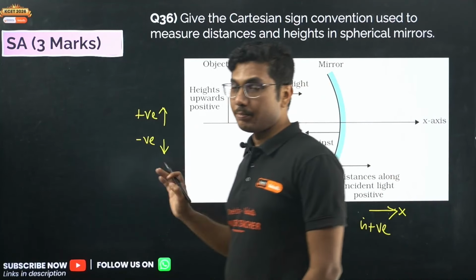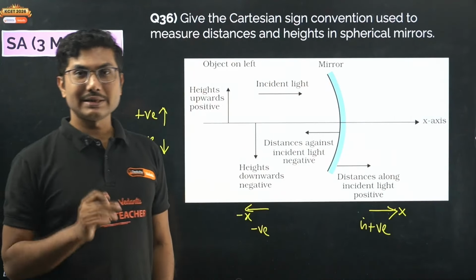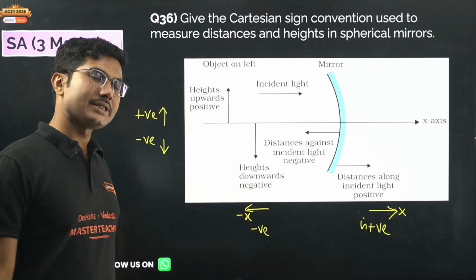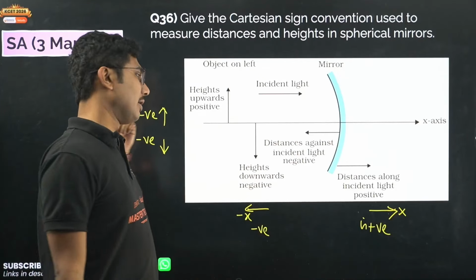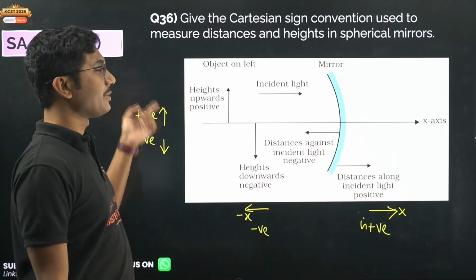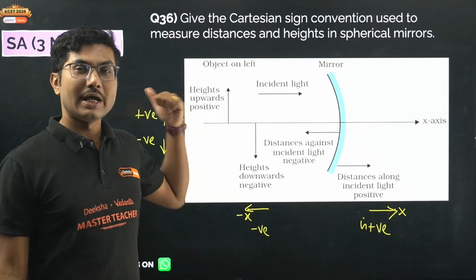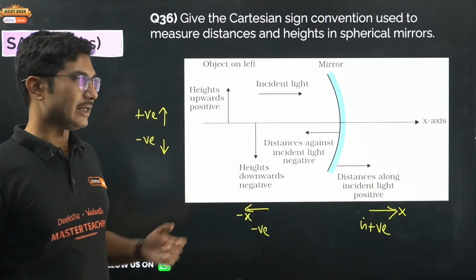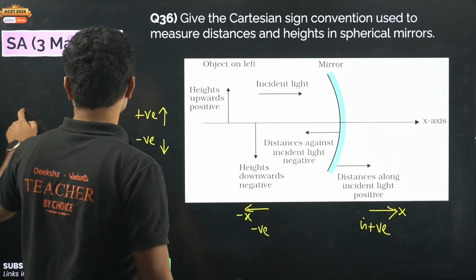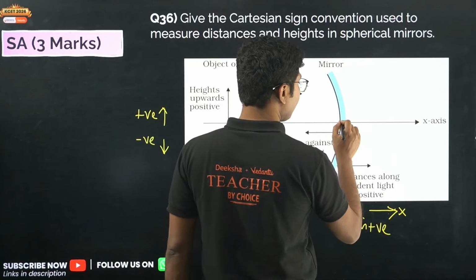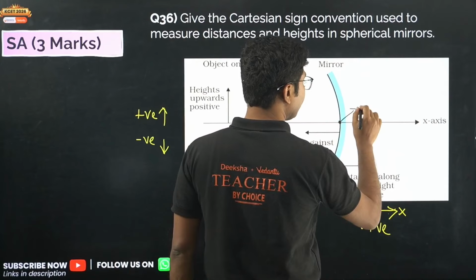Diagram is compulsory along with this. Any direction measured in the direction of positive x-axis is positive. Any distances measured in the negative x-axis is negative. Any distances measured in the upward direction is positive. Any distances measured in the downward direction or negative y-axis is negative. Also, one more thing you have to show here is that the location of the mirror or the lens is the origin.